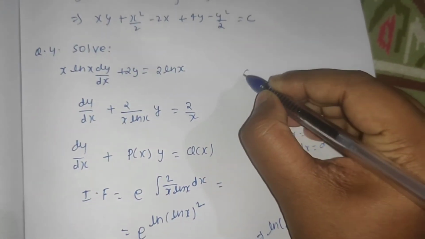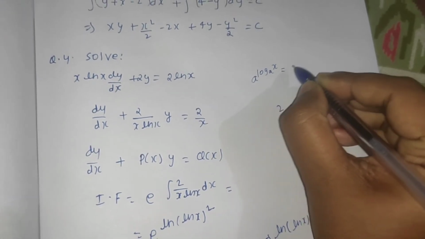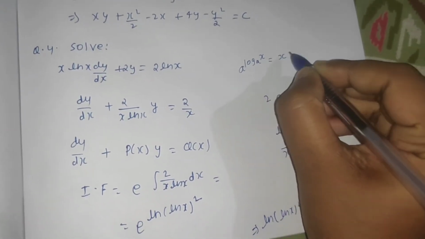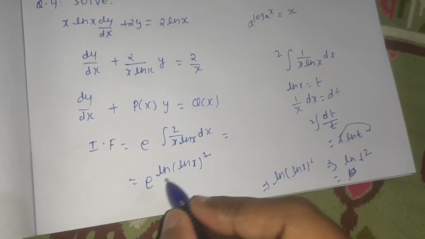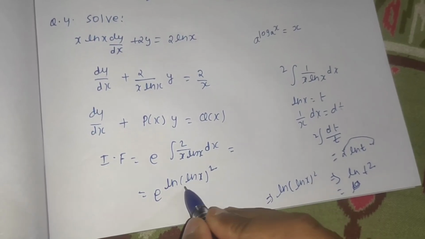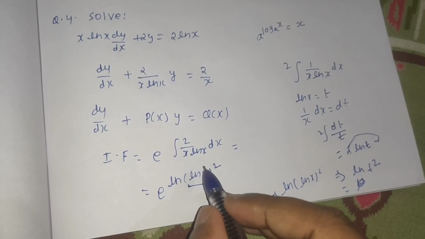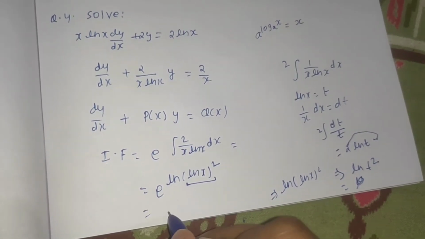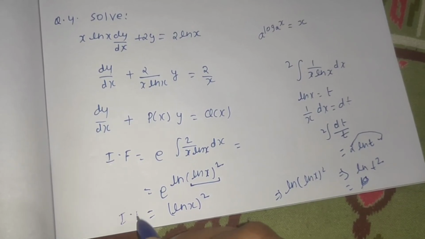So now we are finally getting this. We know a power log x to the base a, if you are getting something like that, you get finally x. So ln, that means log base e, so e power whatever is there. Here also we have base e, so whatever is here, that will be your final thing. So ln x the whole square will be your integrating factor.